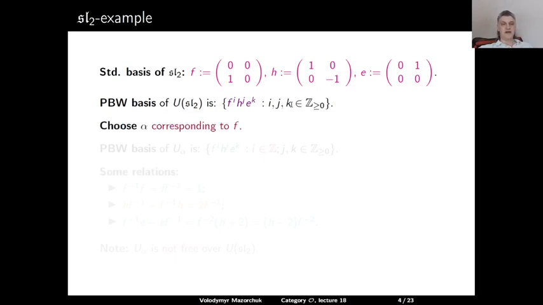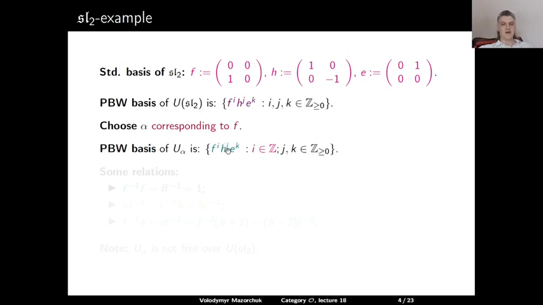If we choose the root alpha such that it corresponds to the element f, then an analog of the Poincare-Birkhoff-Witt basis for U_alpha will consist of monomials of the form f to the power i, h to the power j, e to the power k, so the product of these elements, where now i is an integer, while j and k are non-negative integers.